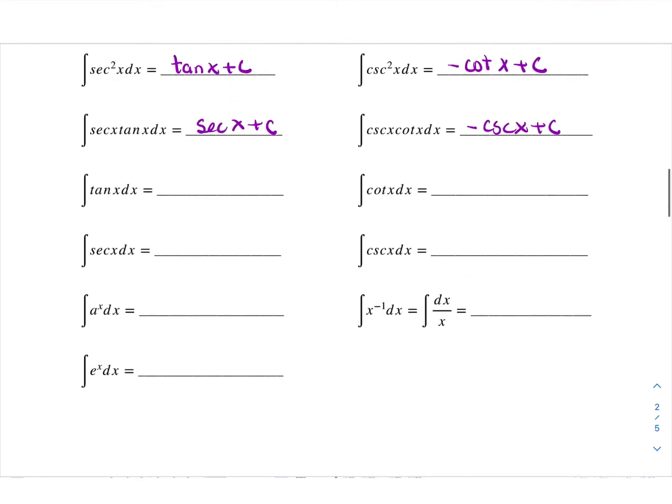Okay, this is one that we didn't learn, that you probably don't know. The integral of tangent of x is equal to the natural log of the absolute value of the secant of x plus c. The integral of cotangent of x is equal to the natural log of the absolute value of sine of x plus c.